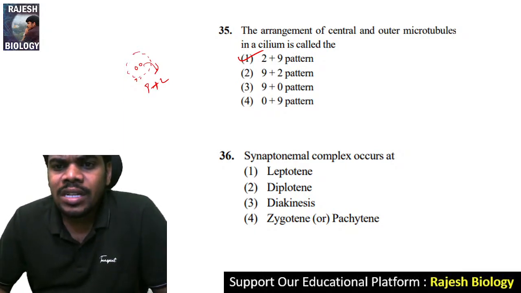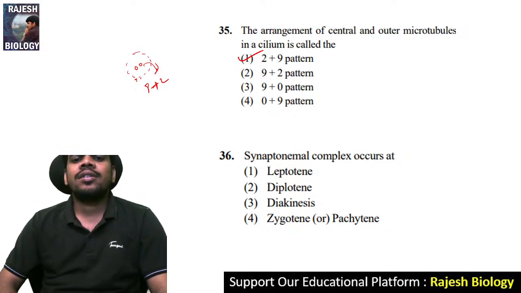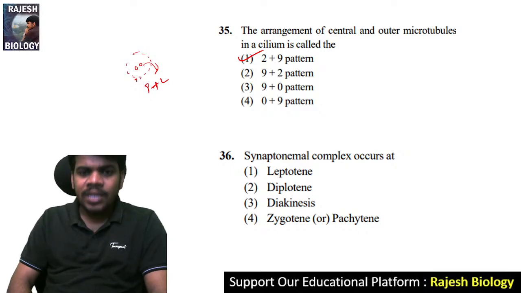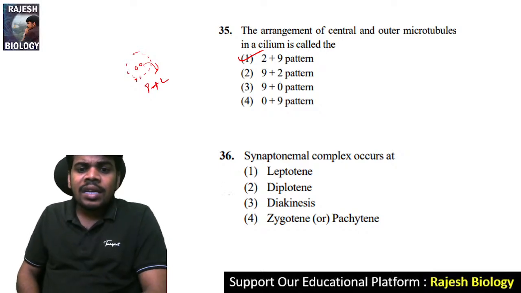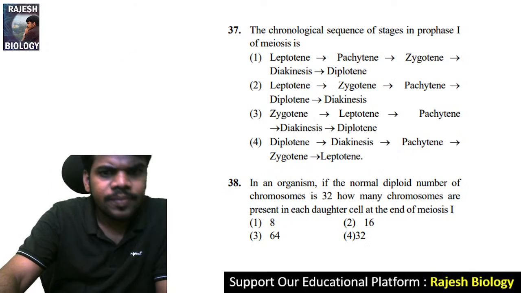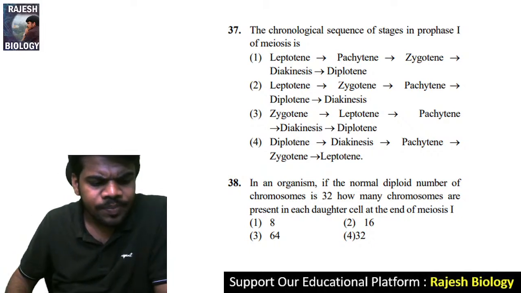Synaptonemal complex occurs at zygotene or pachytene. Perfect. Jnaneshwari, right. Come to the 37th question.